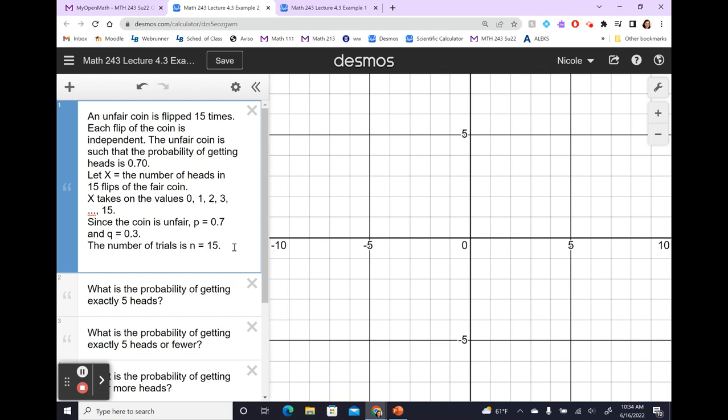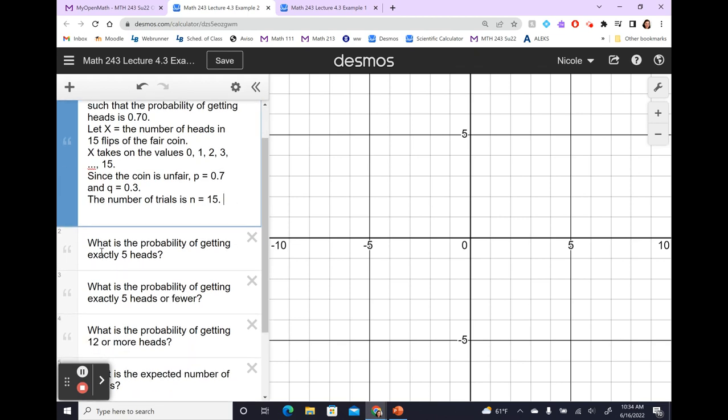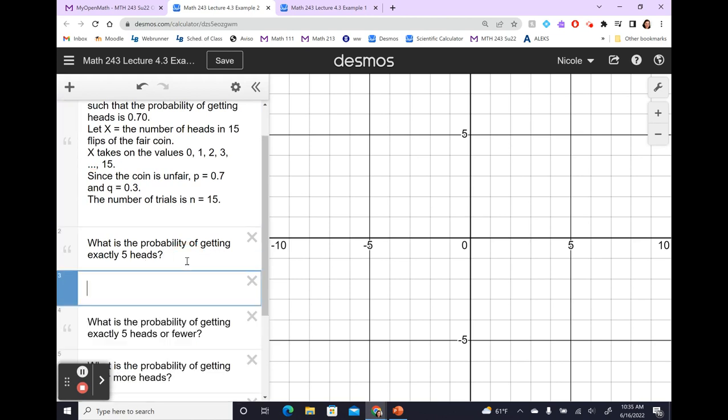All right, so we have a different scenario here. Before it was even heads and tails, and we saw that the distribution was a nice symmetric curve. But now it's more likely to get heads. So I don't think we're going to see the same thing, but let's go ahead and get started. What is the probability of getting exactly 5 heads? So I'm just going to hit enter, and we're going to bring up our binomial distribution for this and look at what it would be for exactly 5 heads.